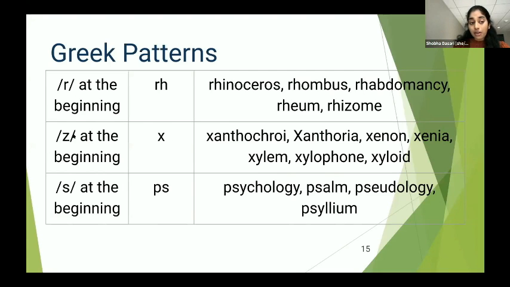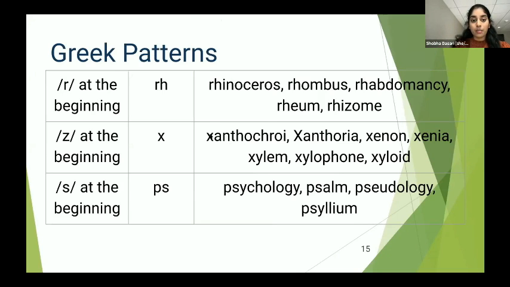Similarly, if you get the Z sound at the beginning of a Greek word, it can be spelled with an X. It can also sometimes be spelled just with the Z, but it also comes down to roots there. Some examples of X are xanthochroi, xanthoria, xenon, xenia, xylem, xylophone, and xyloid. And so you can see that the X letter is making the Z sound in these Greek words.